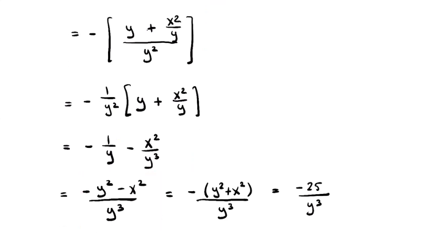And then here I'm just kind of playing around, but it's interesting that if you factor out this minus sign here, you get minus x squared plus y squared as a quantity. But on this curve, x squared plus y squared is 25. So this final version is the simplest I can write that second derivative, minus 25 over y cubed.